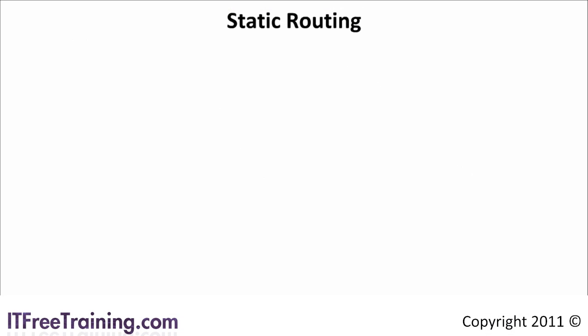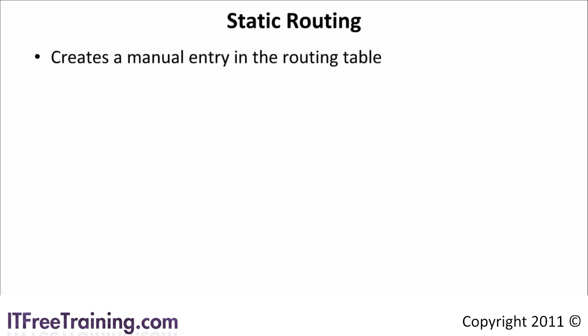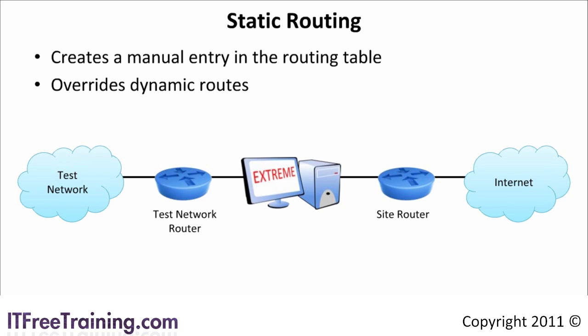Windows Server 2008 allows you to create static routes. These are manually created routes that are added to the routing table. These static routes override dynamic routes. Static routes can also be created on client computers like Windows Vista and Windows 7. Consider this example. The client computer wants to access the test network. If you add a route to the main site router, you can route traffic for that subnet to the test network.